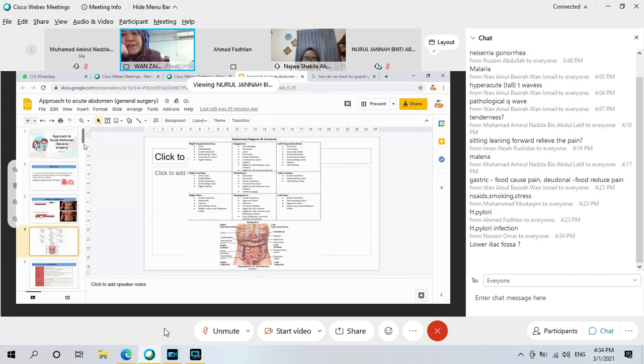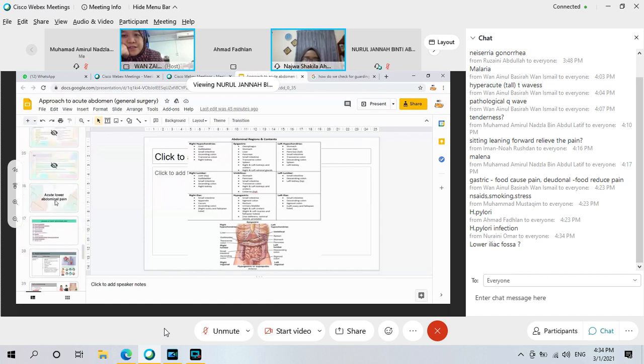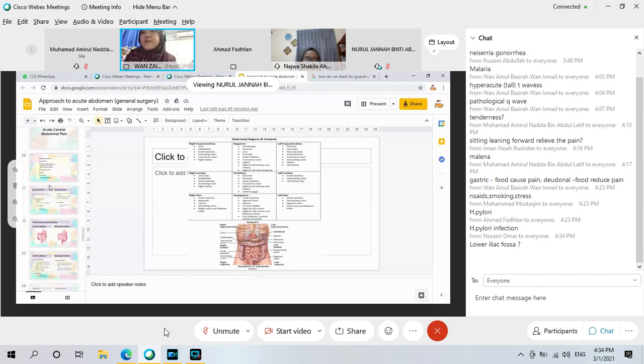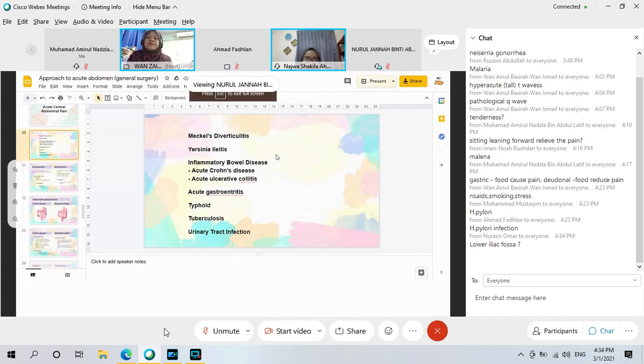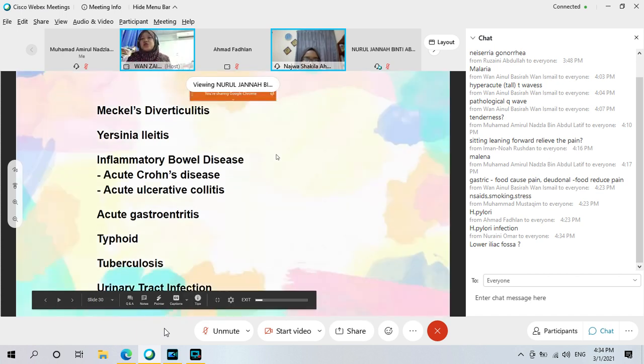It belongs to the right iliac fossa. Right? You were not here. It's okay. It belongs to the right iliac fossa. It's a close differential diagnosis to acute appendicitis. It does not belong to the central.